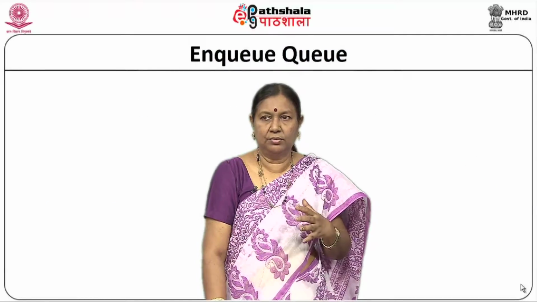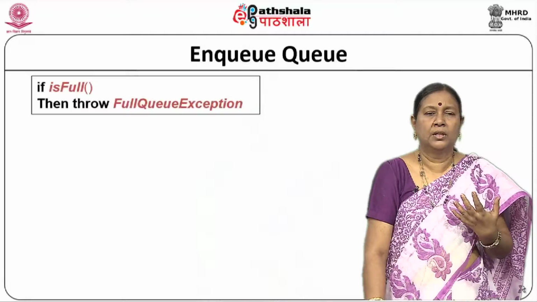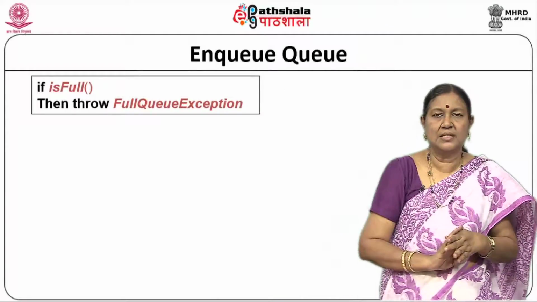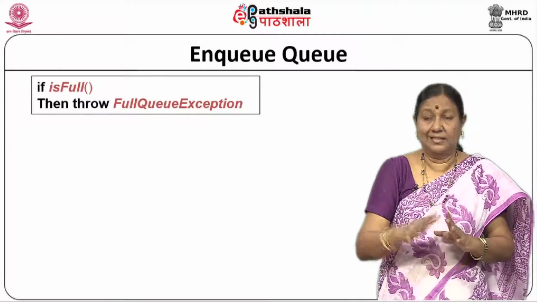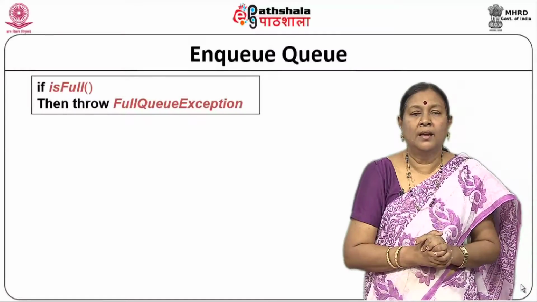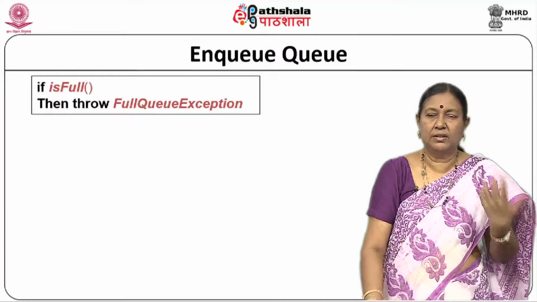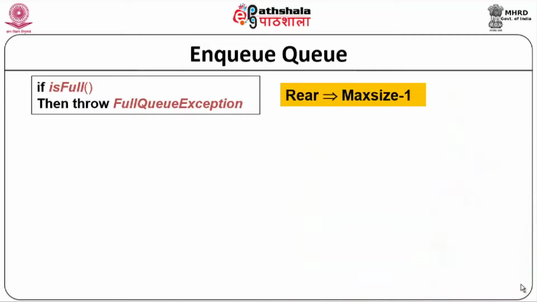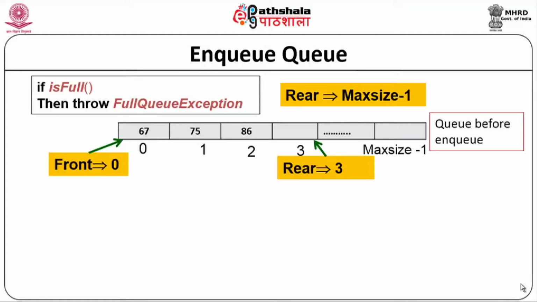Now, this is the NQ or the insertion into a queue. The first thing you have to do, especially in a queue implementation using an array, is check whether it is full, and then you signal a queue full condition or a queue full exception. How will you know it is full? If rear is equal to max minus 1, it is full. So, that is how you check for is full. Either you could call the function is full, or you can check whether rear is equal to max minus 1.